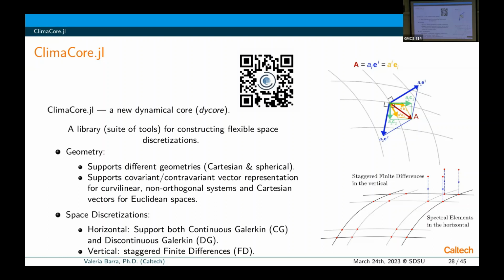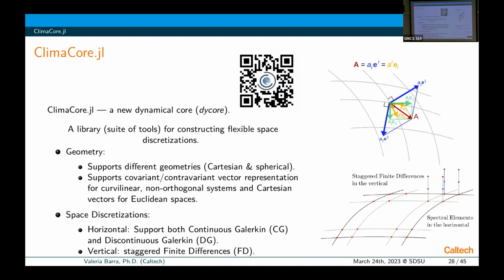So this is where I've been working the most. So for the geometry, we support both Cartesian and curvilinear spherical geometries. And for this, we need to support different vector basis representations. So we have Cartesian and covariant, contravariant, but those have a unified interface, so the user doesn't need to worry when they define a vector or a vector field. They don't need to worry if it's a straight grid or if it's a curvilinear grid.